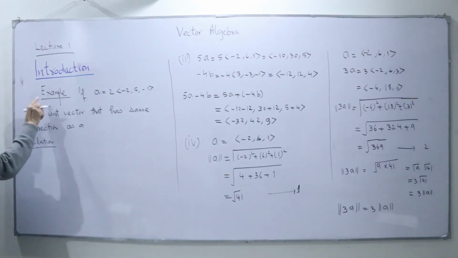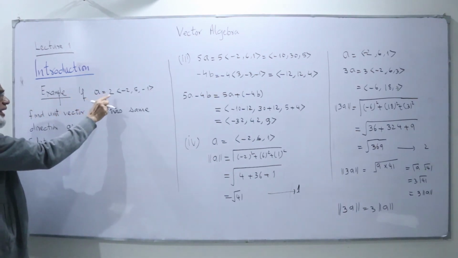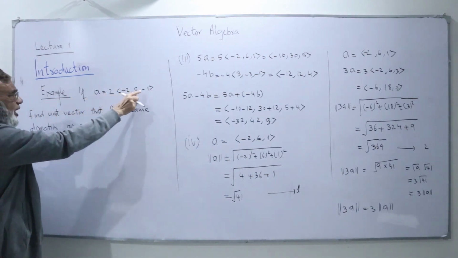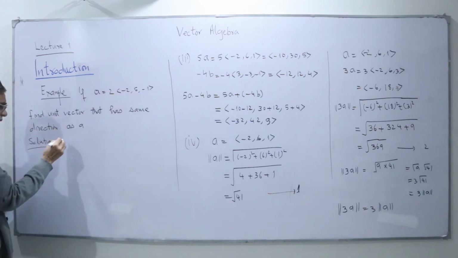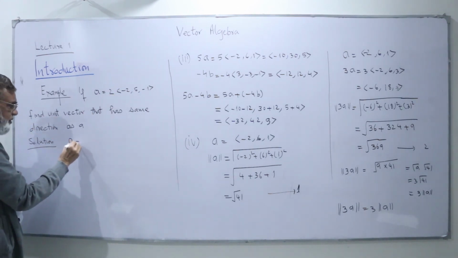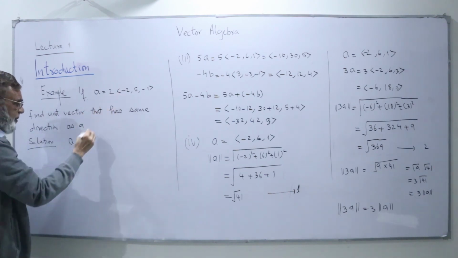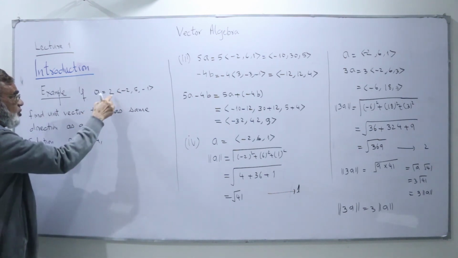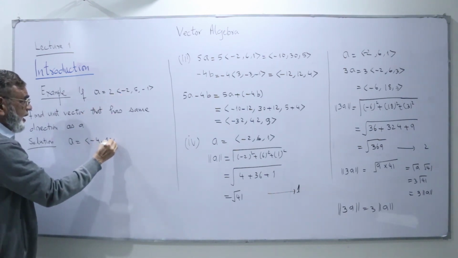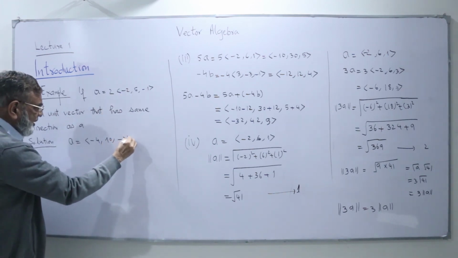We come to this example. We're given a vector A, 2 multiplied by minus 2, 5 and minus 1. We want to find the unit vector. First we multiply inside. This vector A is equal to 2 multiplied by minus 2 is minus 4, 2 multiplied by 5 is 10, and 2 multiplied by minus 1 is minus 2. So this is my vector A.